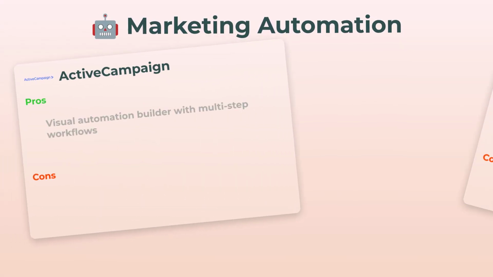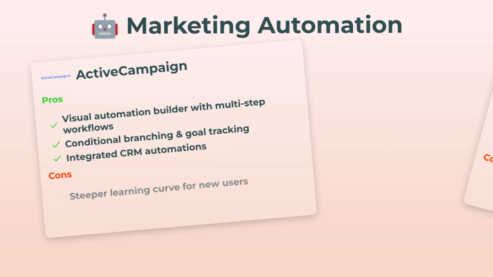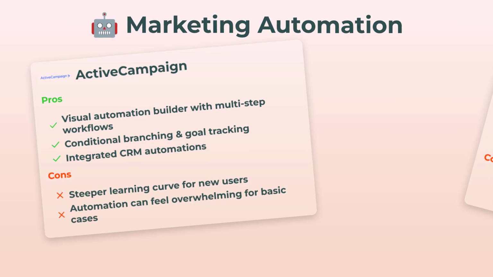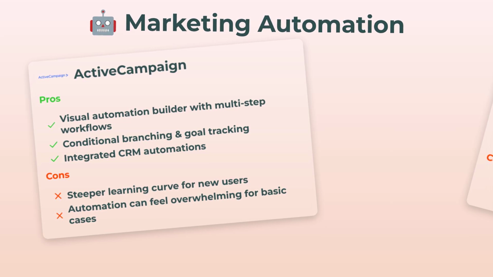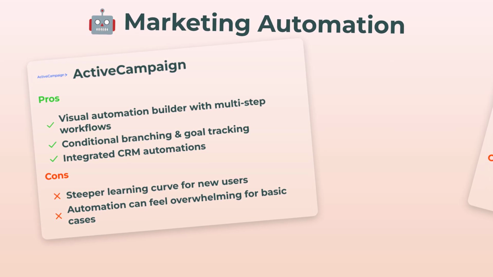Now, let's get into marketing automation. ActiveCampaign, oh man, this thing is like automation candy for nerds. Visual builder, so you can create those super detailed multi-step automations. You've got conditional branches, goal tracking, even CRM automations all in one spot. The catch? If you're new, it can feel kind of overwhelming.